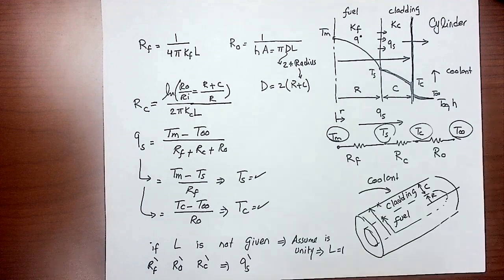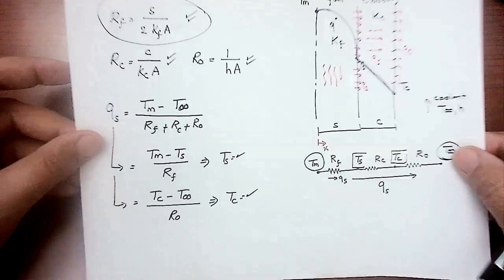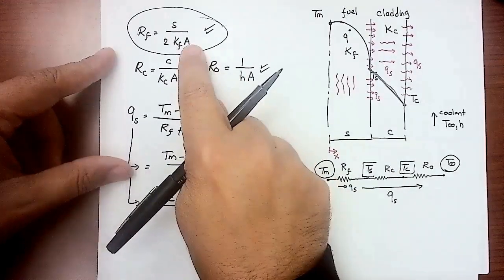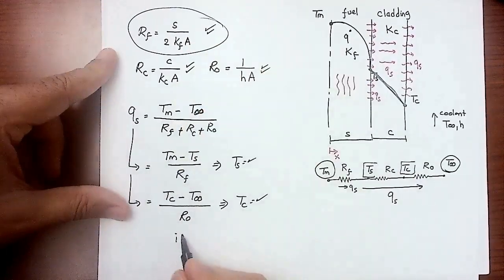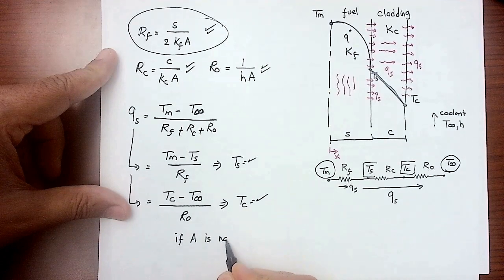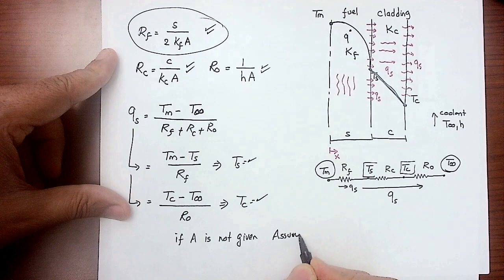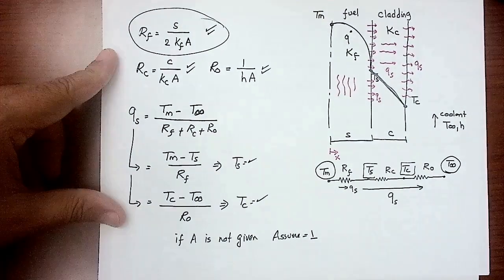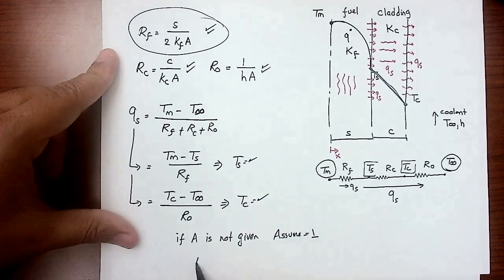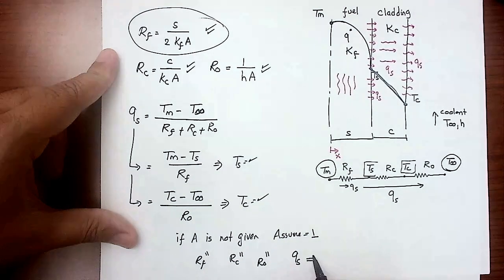The last one that we show is the case study. Like in here, what if the area is not given? You drop the area, assume it's unity. So if A is not given, you assume it's 1, which means that we are getting everything per unit area. So sometimes we call R fuel double prime, R cladding double prime, R convection double prime, and the Q_s becomes Q_s double prime. So you actually get the flux. So just keep that in mind.